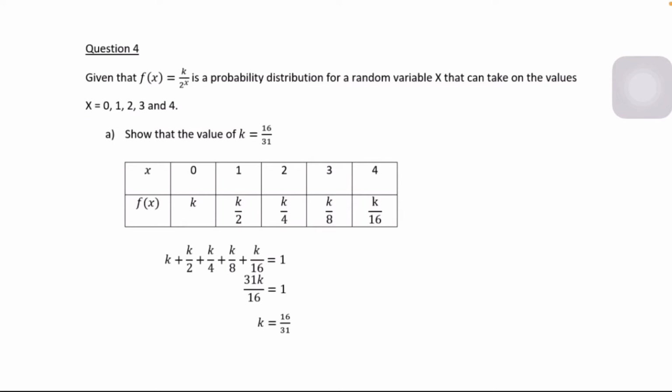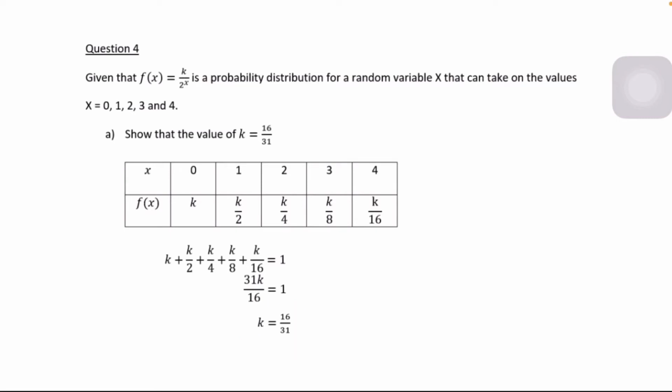So what we get is probability of x equal to 0 is k, probability of x equal to 1 is k over 2, until we get probability of x equal to 4, that is k over 16. After we construct a table, we can calculate the value of k by adding all probability of x and equating it to 1, because we know that the summation of the probability values of a PDF is equal to 1. So we get k equal to 16/31.